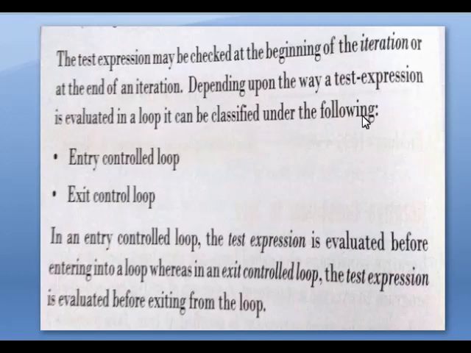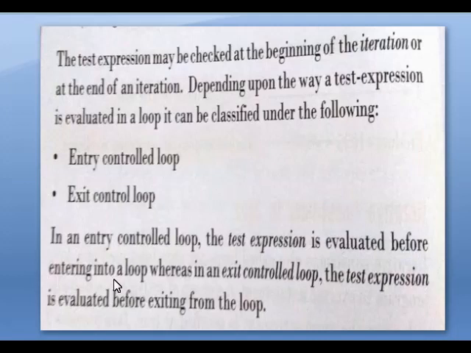First one is entry control loop, second one is exit control loop. So now we are going to see what is an entry controlled loop and what is an exit control loop. In an entry control loop, the test expression is evaluated before entering the loop, whereas in an exit control loop, the test expression is evaluated before exiting from the loop. So in an entry control loop, the test expression is evaluated before entering the loop.